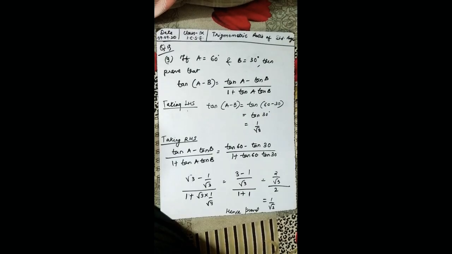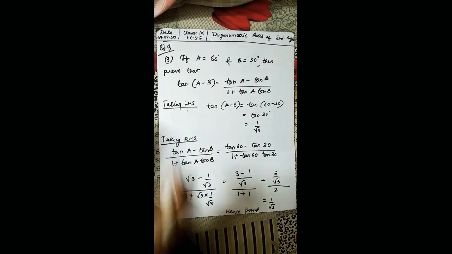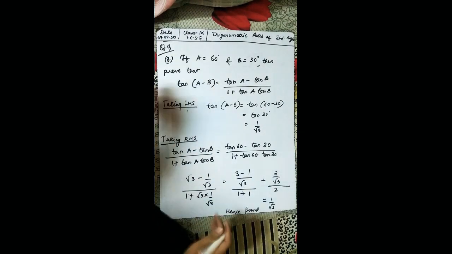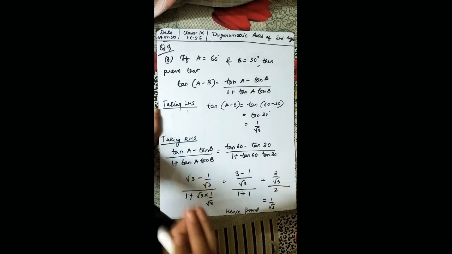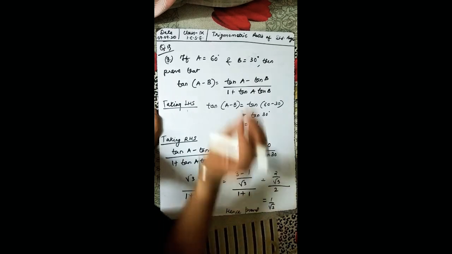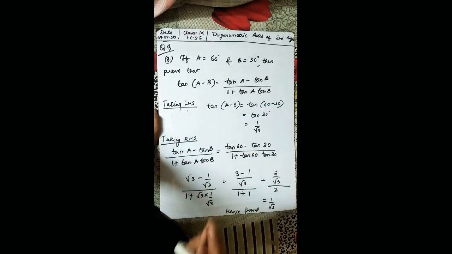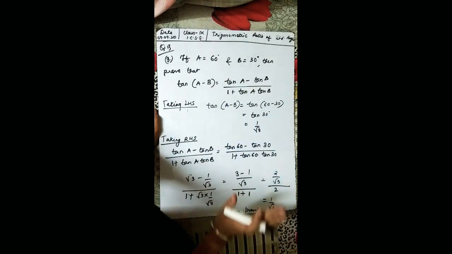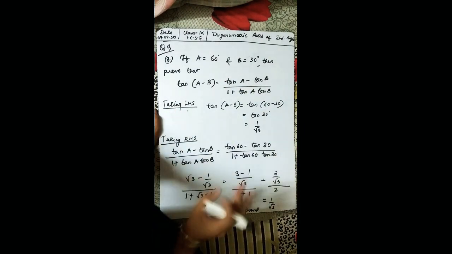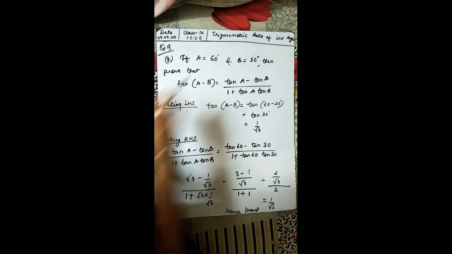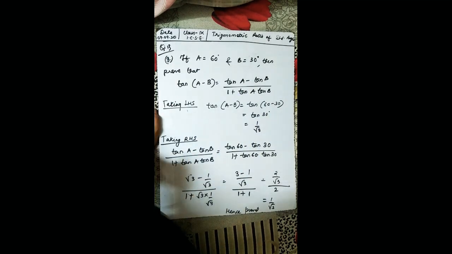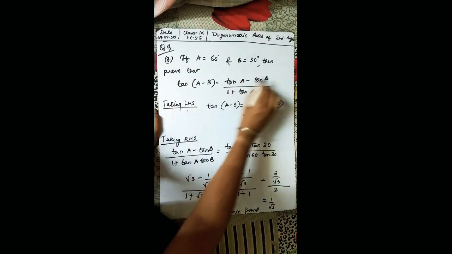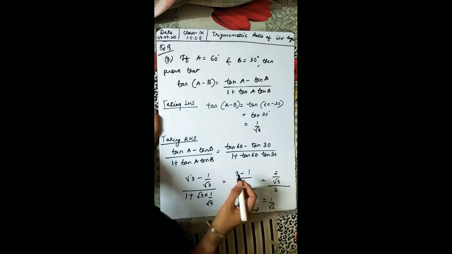Let us come to the 13th question, G1. These questions are very easy. You only have to put the values, the angles, in the question and prove the things. Everything is told to you: this is given and you have to prove such and such. So take LHS, take RHS and solve. If A equal to 60 degree, B equal to 30 degree, then prove that tan (A minus B) is equal to tan A minus tan B upon 1 plus tan A tan B.